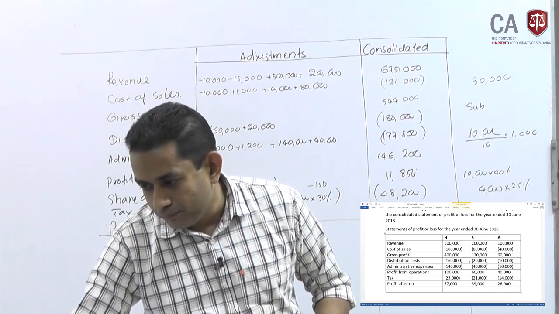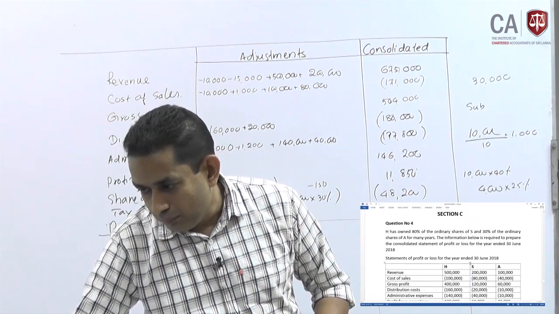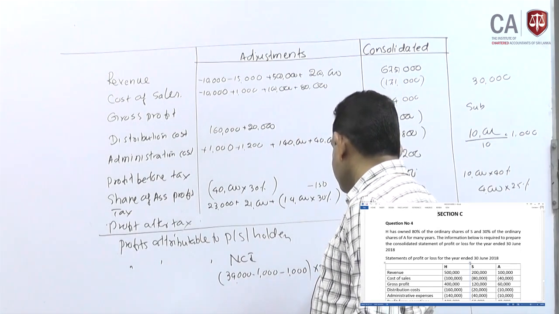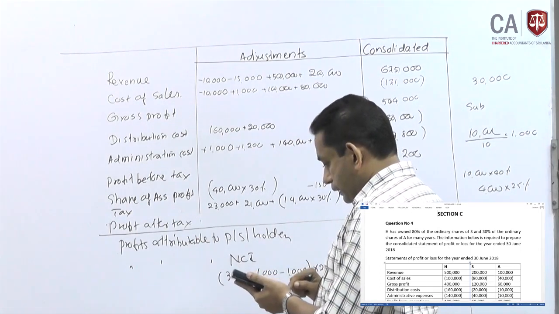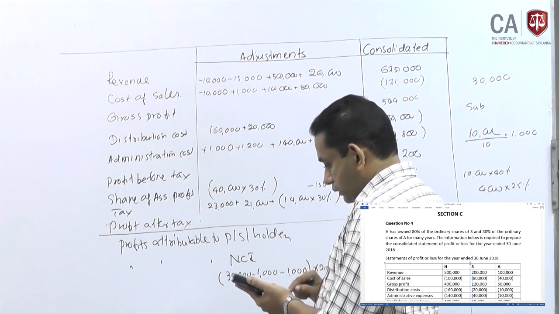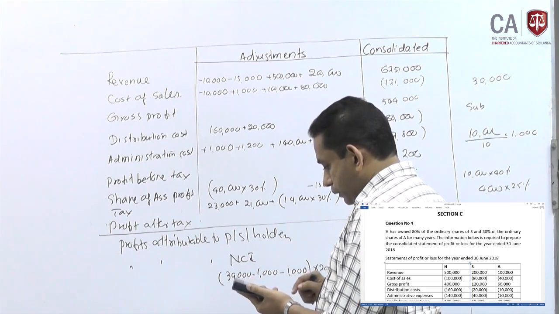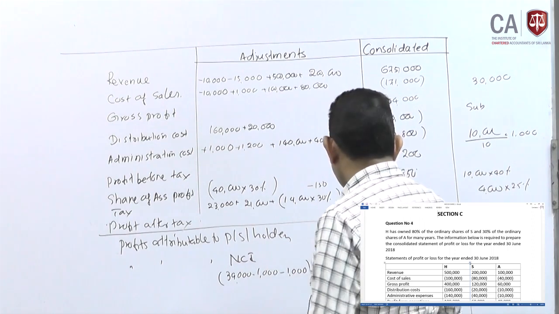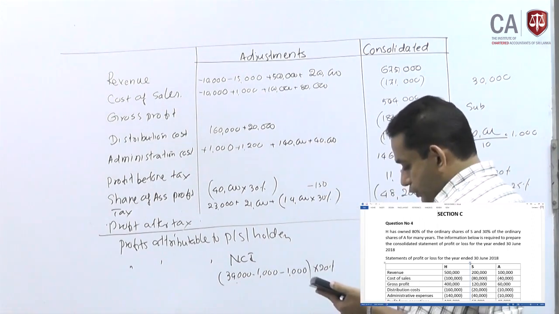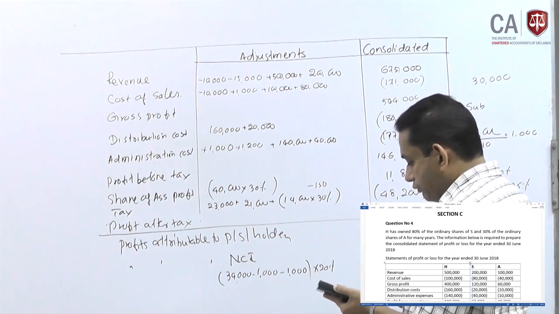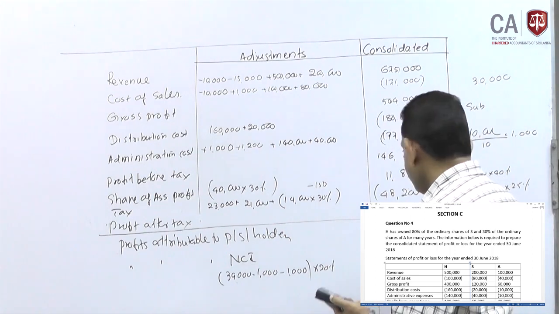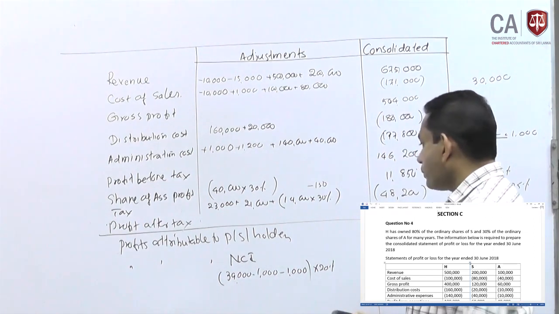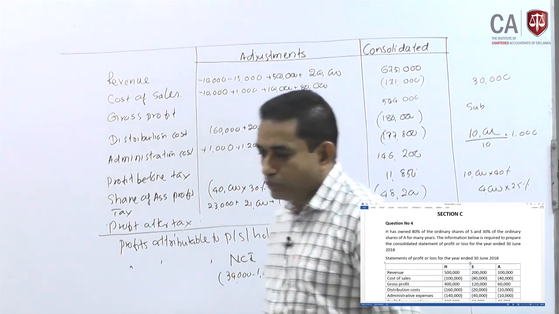NCI should be based on the current ownership of 80%, 20%, so this into 20%. 39,000 minus 2,000 into 20%, 7,400. So, the profits attributable to parent shareholders: 109,850 minus 7,400, 102,450 should be the profits attributable to parent shareholders.